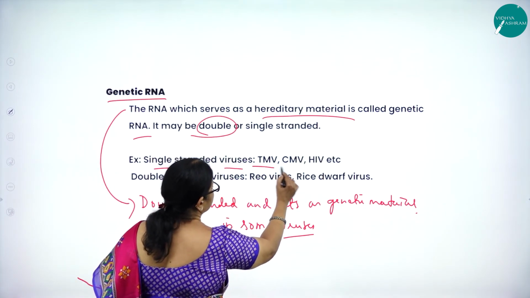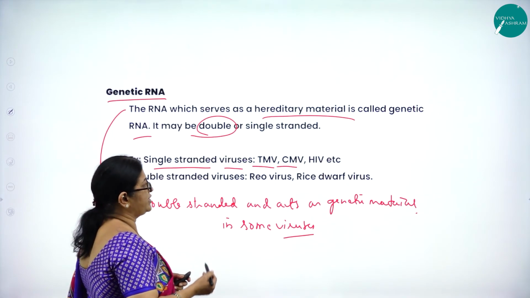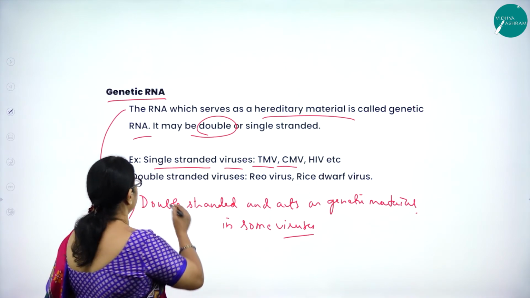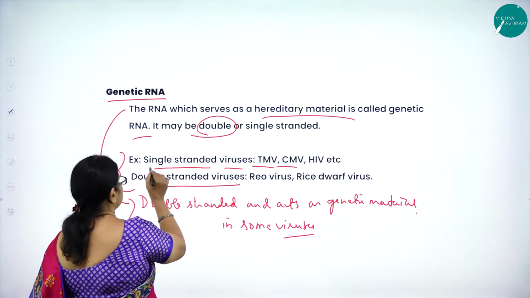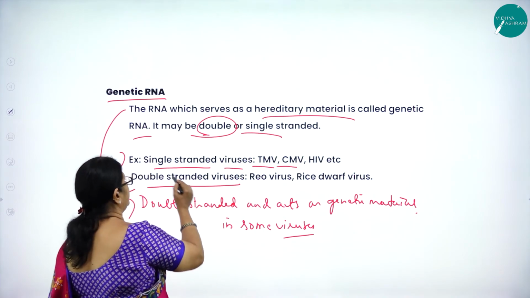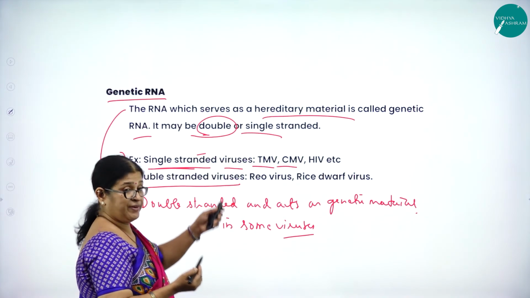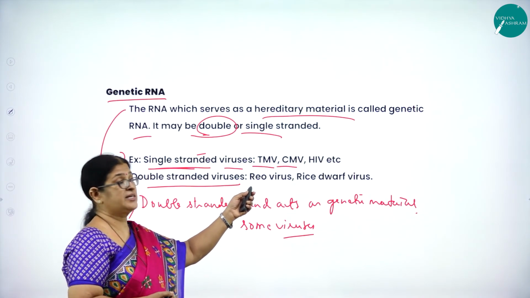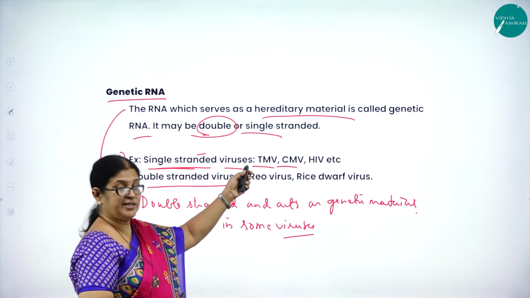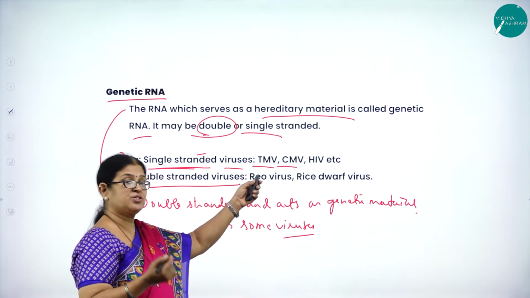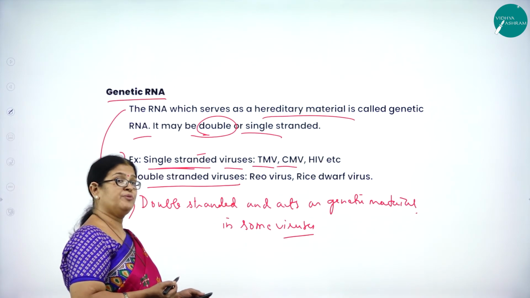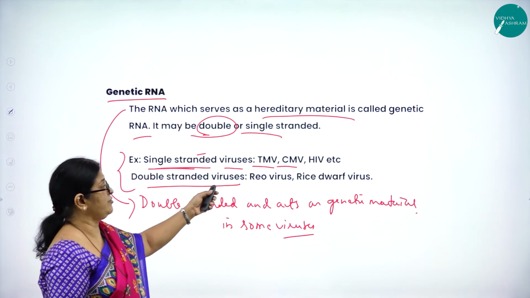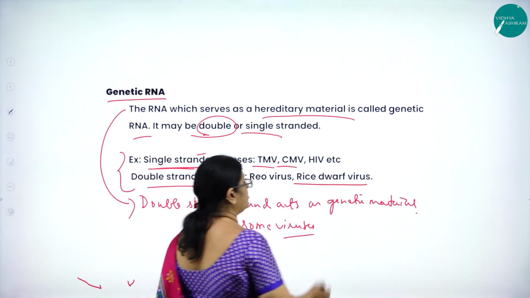Single-stranded viruses like TMV, CMV. TMV is tobacco mosaic virus. CMV is cauliflower mosaic virus. HIV, human immunodeficiency virus. So here we can classify them into double-stranded and single-stranded RNA. Single-stranded RNA may in some cases act as a genetic material, like TMV, that is tobacco mosaic virus, CMV, that is cauliflower mosaic virus, HIV, human immunodeficiency virus, which causes a dreadful disease called AIDS. Double-stranded, like in Reo viruses, then in rice dwarf viruses.